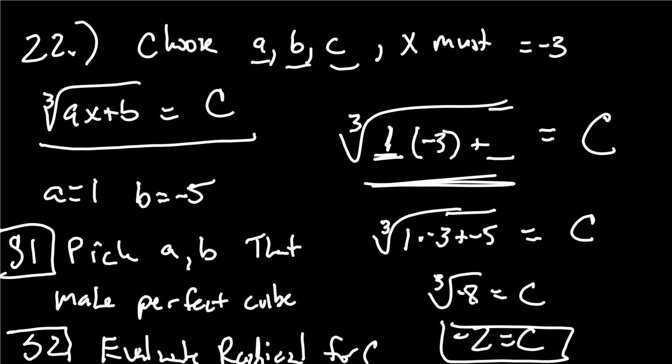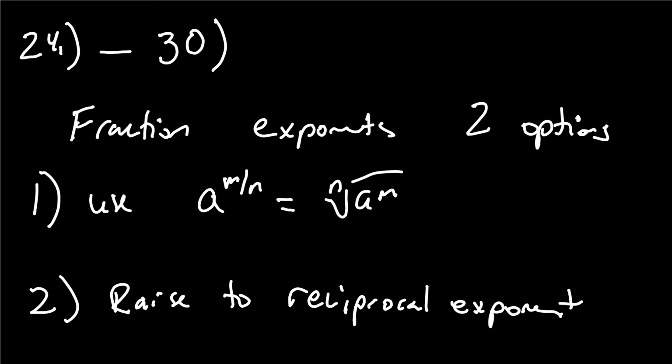So there's my c, there's my b, and there's my a. And I made a true statement. You could have any sorts of different values for a, b, and c. This is just one option. There's an infinite amount of correct options here. Okay? And that's it for 22.